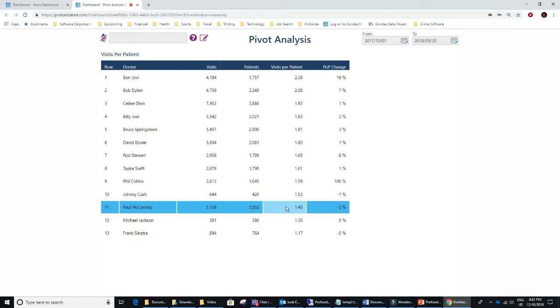That's quite a difference, and since visits per patient has a large impact on revenue, we'd like to know why there's such a difference. To find this out, we simply do the following. Compare row 1 with 11.